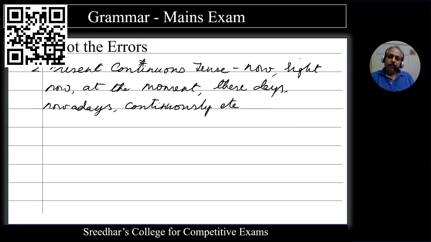Continuously, etc. But quite often, from the exam point of view, you've got to remember these: these days, nowadays. Now, right now, at the moment, are easy to make out. The sentence is in present continuous. But in the exam, they give these two words. They have given them many a time. These days, nowadays. And continuously, very rare. Actually, continuously should go with present tense, but it goes with present continuous.